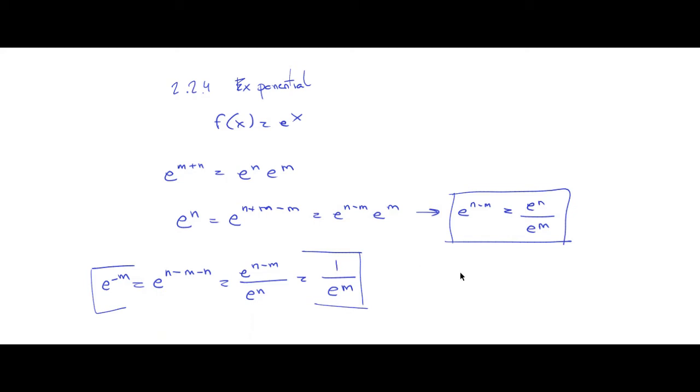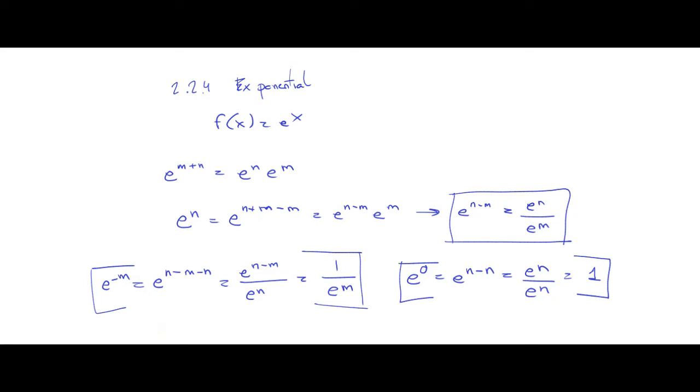And an interesting case is when I have e to the 0. I can write it as e to the n minus n, so this is just e to the n over e to the n. But these two things are the same, so this is just 1. So another interesting property of the exponential is that e to the 0 is 1.